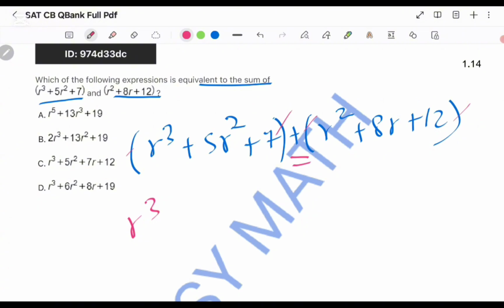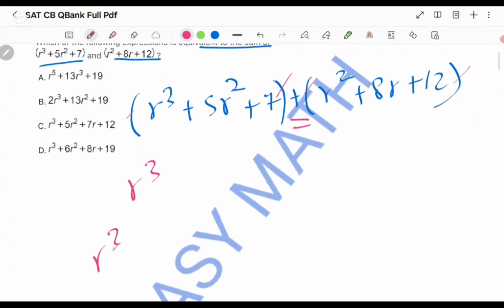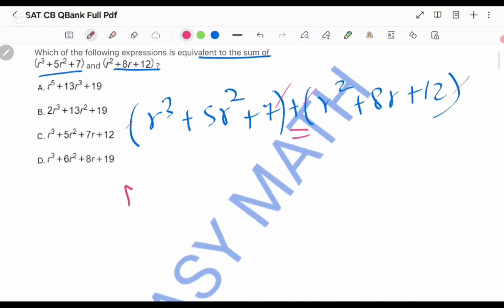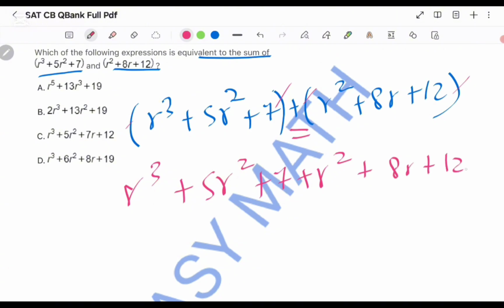So for example, if I say r power 3 multiplied by r power 2, well, that's going to be r power 5. But r power 3 plus r power 2, you cannot do this operation, because you don't consider these as like terms when it comes to addition. Okay, so we are going to go ahead and do r power 3 plus 5r squared plus 7 plus r power 2 plus 8r plus 12.